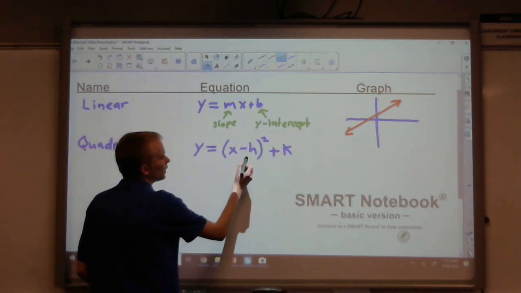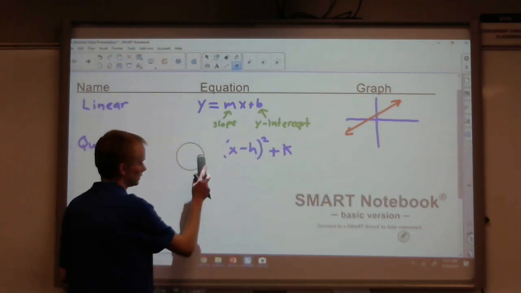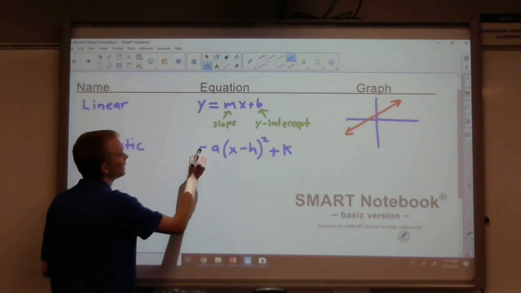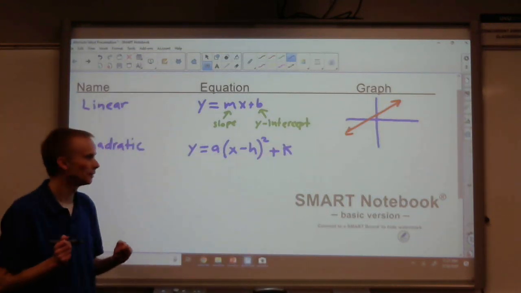And we called it the vertex form. Oh, maybe I should add in here, sorry, we should have a little constant in front of the square as well. Sorry, I forgot about that.